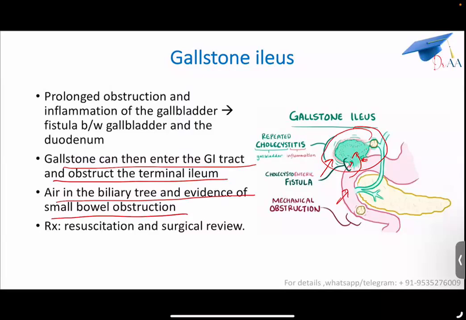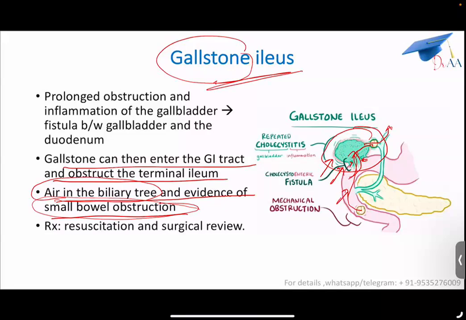So what is gallstone ileus? It's a stone. A fistula is formed because of chronic inflammation of the gallbladder. Once this fistula is formed, the stone gets dislodged and goes into the small bowel, and it causes obstruction in the ileum. Next, the air in the GI tract enters the gallbladder and the biliary tree, so you are able to see air in the biliary tree. When there is air in the biliary tree along with signs and features of small bowel obstruction, we think about gallstone ileus. It's a rare entity, but an important one.